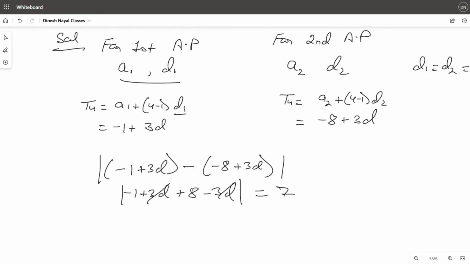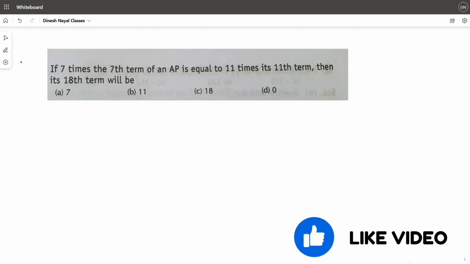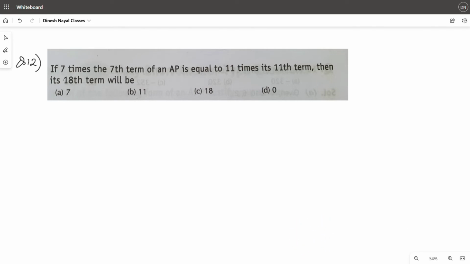Now coming on to the next question. This is question 12. Question 12 is: 7 times the 7th term of an AP equals 11 times its 11th term, then its 18th term will be. Now according to the given question, 7 times its 7th term means 7 into A7, that is equal to 11 times its 11th term, means 11 into A11. We have to find its 18th term.